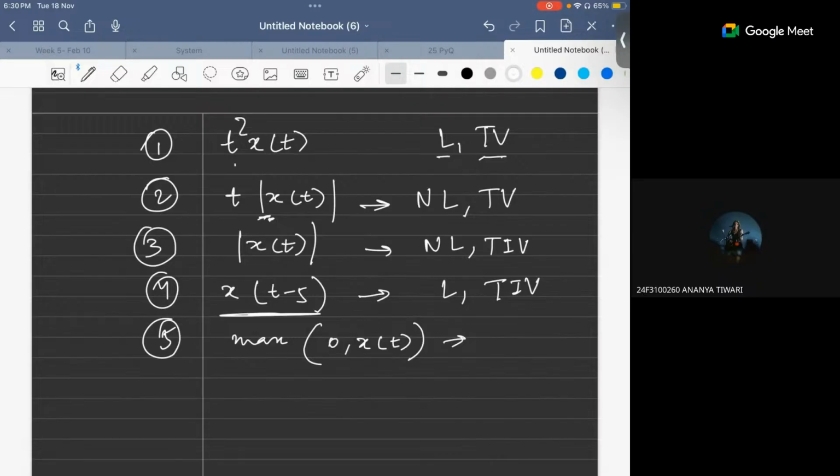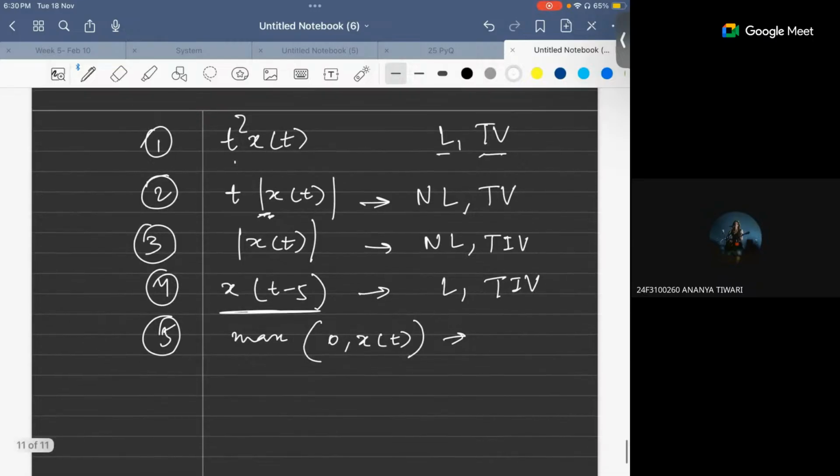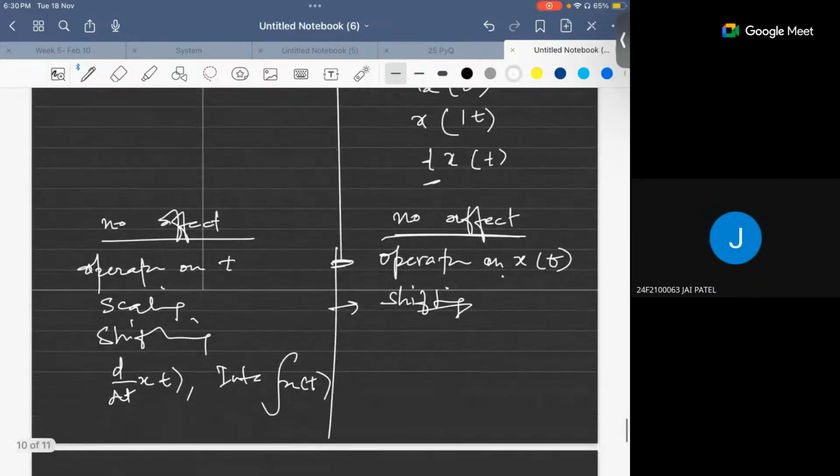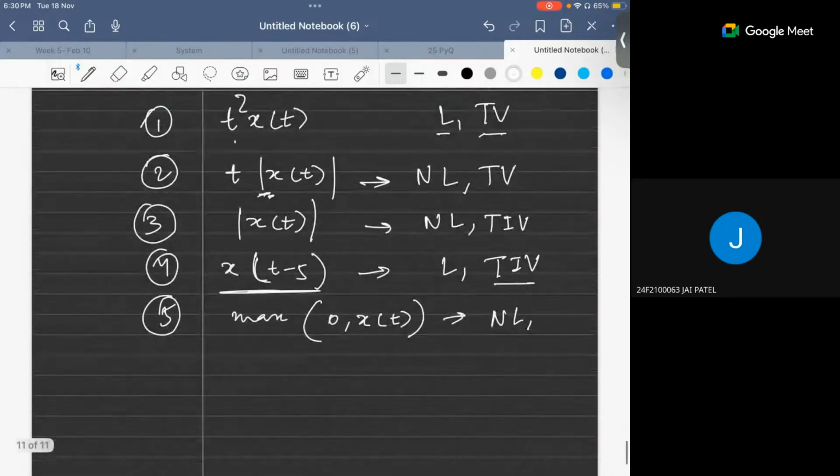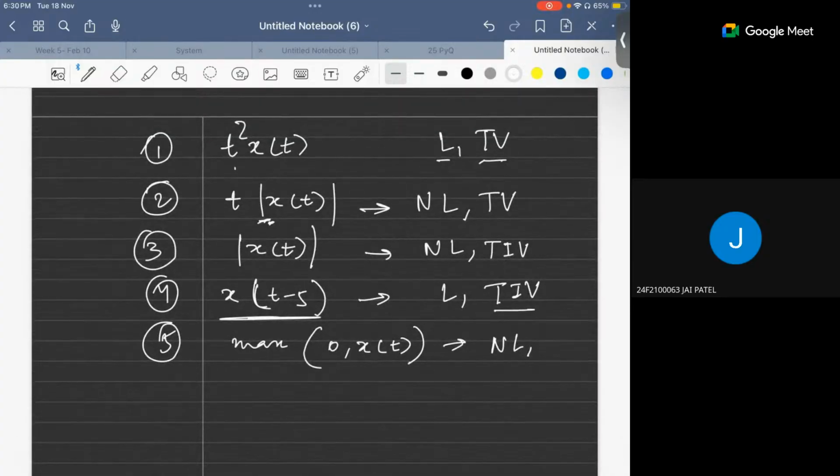So there is some operation on x(t), right? That will make the system non-linear. Sir, in the fourth, there will be a time variant, right? Why is time variant there? x of t minus 5, right? Shifting doesn't impact anything. I told you, right? Shifting has no impact on a linear time invariant system. Only scaling will have an impact.